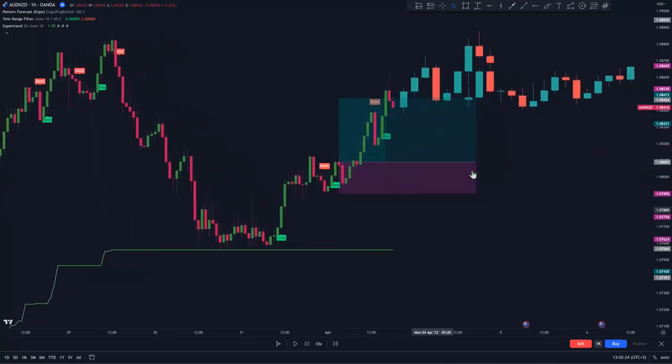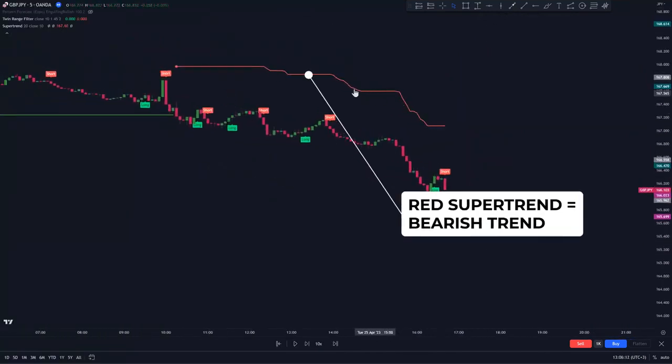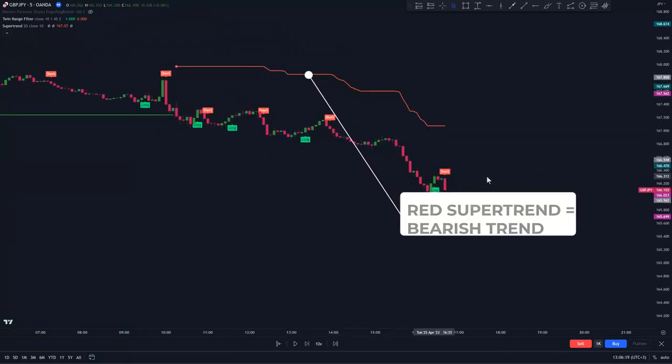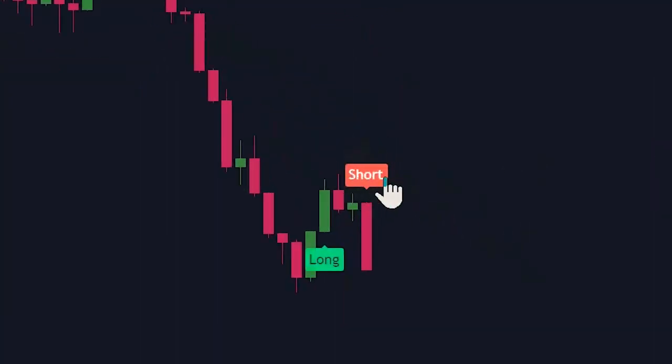and take profit. For a short trade, it's going to be the opposite. So first, the super trend indicator should be colored red and the price should be trading below it to indicate that the market is in a bearish trend. Second, the twin range filter should print a sell signal, like this one. This now becomes our potential entry candle.